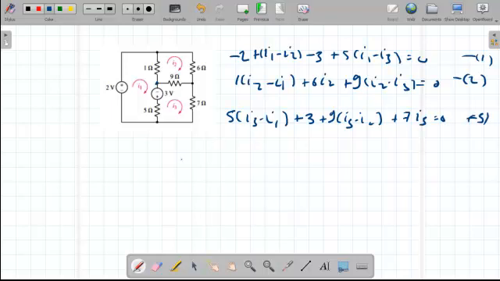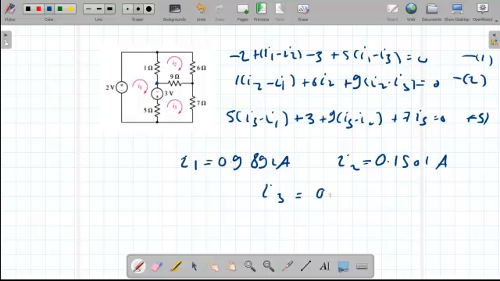After we solve these three equations, I1 becomes 92 amp, I2 will equal 0.1501 amp, and I3 becomes 0.157 amp.